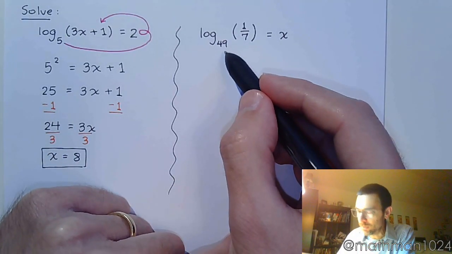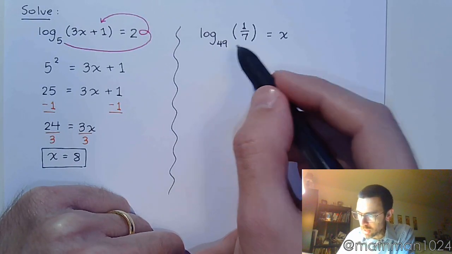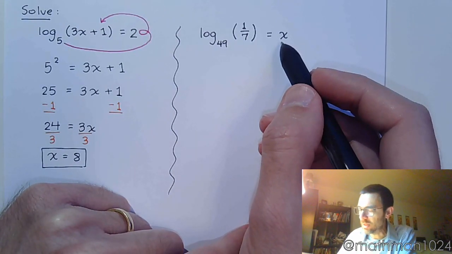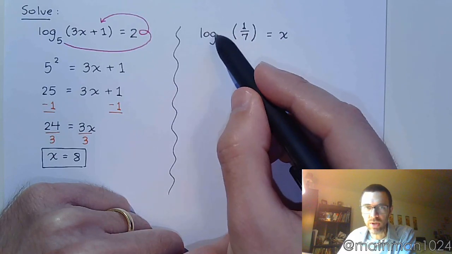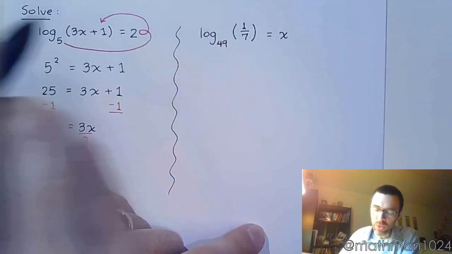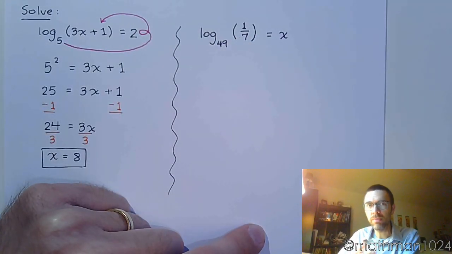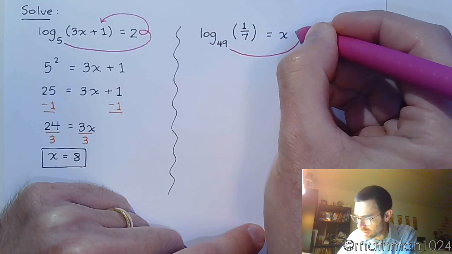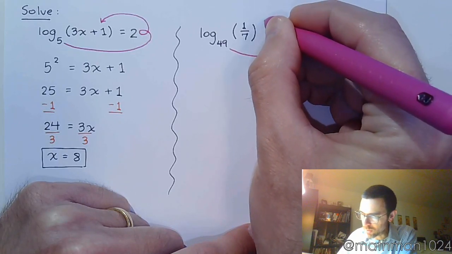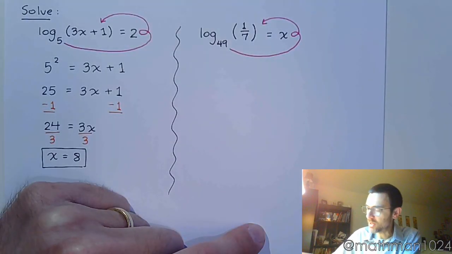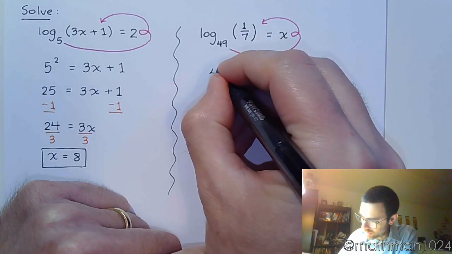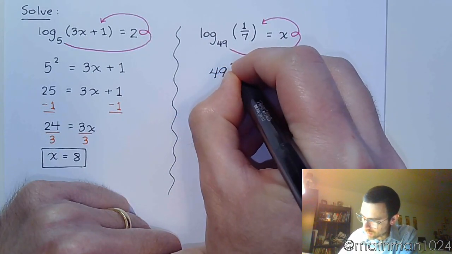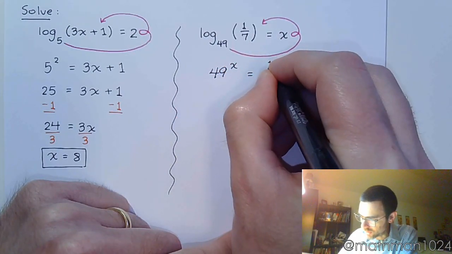Now over here, x is already by itself. So we can use properties of logarithms to work this out. We can also turn this into something exponential. That might be easier for you. So let's see. 49 to x, which is the power, is going to equal the expression inside. So that becomes this equation. 49 to the x equals 1/7.